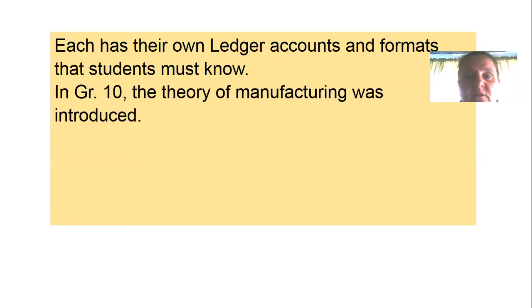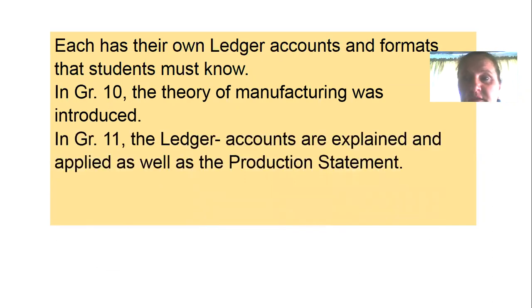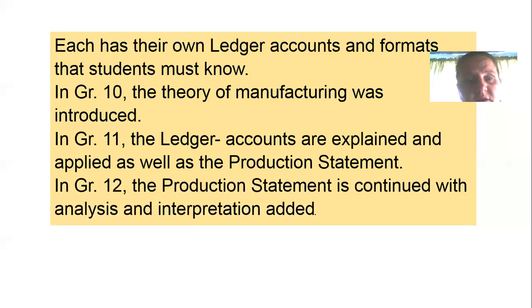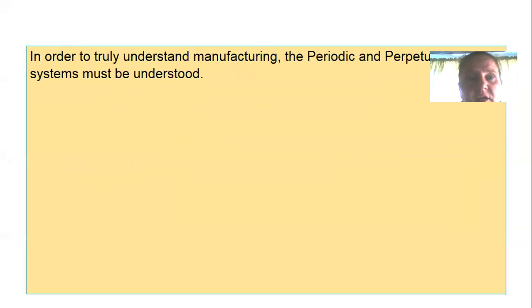In grade 10, when we looked at manufacturing, we actually just looked at theory and terminology that you need to know. Grade 11, we're looking at the ledger accounts, and also the production cost statement and its notes. Then grade 12, we're continuing with the production cost statement and the analysis and interpretation thereof. In order to understand the production cost statement, you need to understand the ledgers very well. In order to understand manufacturing well, you need to have a very clear understanding of the difference between perpetual and periodic inventory systems.